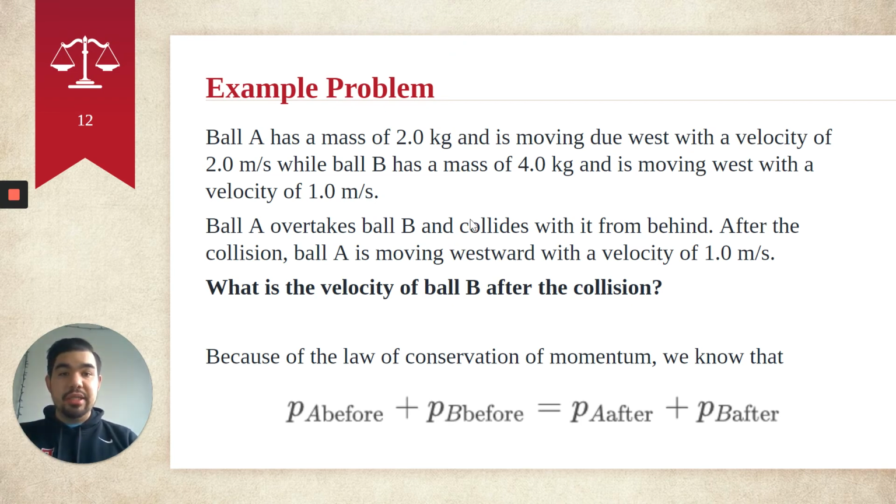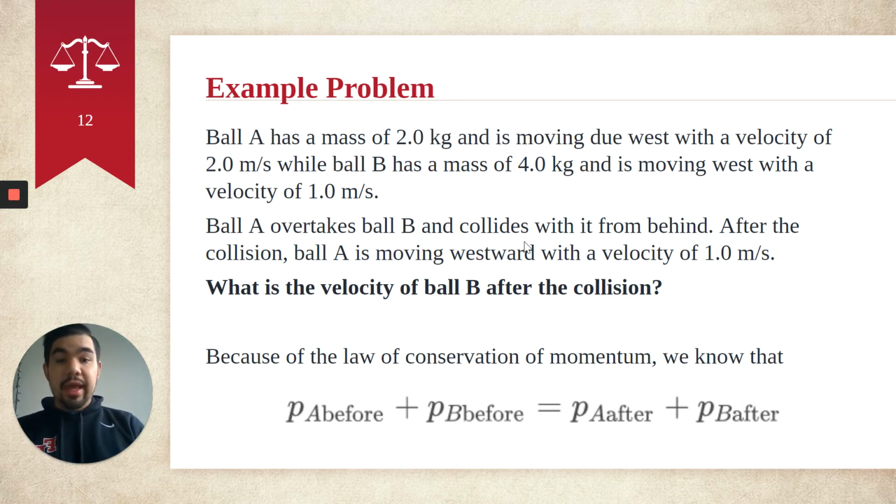Ball B has a mass of 4 kilograms and is also moving west with a velocity of 1 meter per second. So again, same thing. Momentum of ball B, mass times velocity, 4 times 1, has a momentum of 4. Ball A is moving faster, so it overtakes ball B and they collide from behind. So they are both moving in the same direction. Ball A hits ball B, so you get something like that.